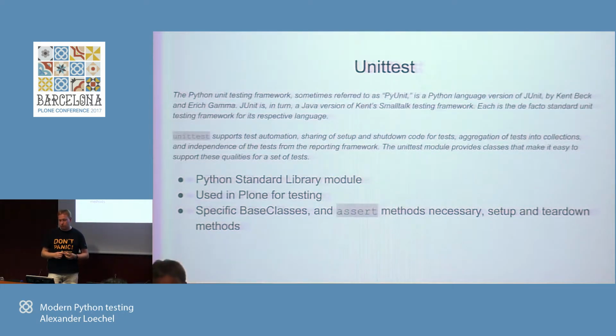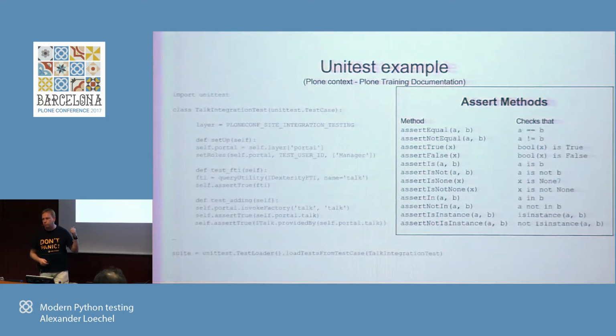It is used in Plone for testing, and it has some specific base classes, and there are different assert methods necessary to check if something works as expected. There are setup and teardown methods included in everything, and a normal unit test can look like that. So that's from the Plone training documentation. You normally have a class with a layer, then the setup and teardown methods, and several test functions, and then you normally have something like a test suite collector or something like that.